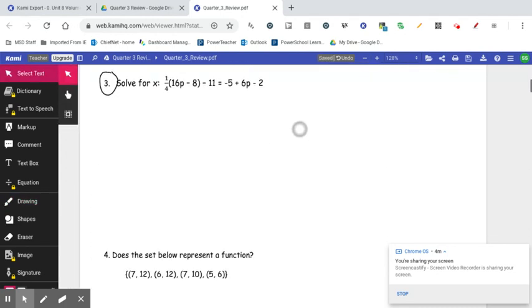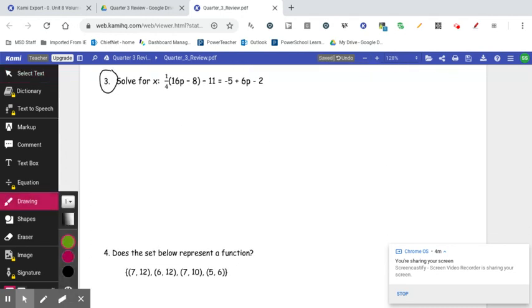Number 3, solve for x. So now we're just solving an equation. We have to remember the steps. The first step is to simplify both sides of the equation separately, first by distributing, then by combining like terms. So let's start with the left side. I'll draw a line to help us be a little more organized.